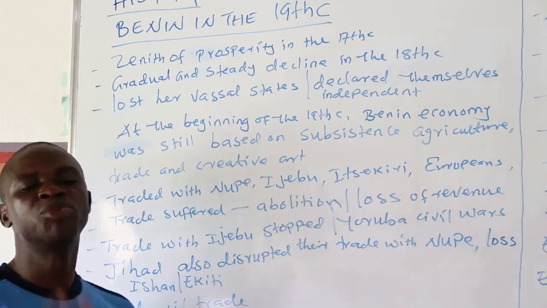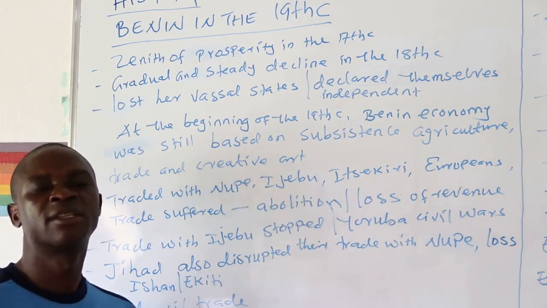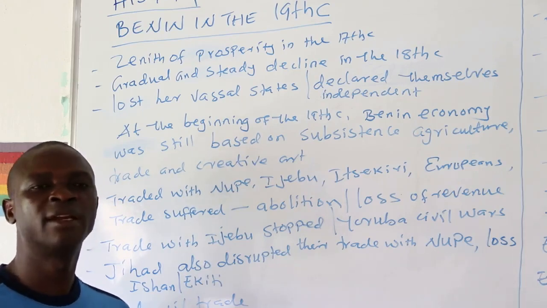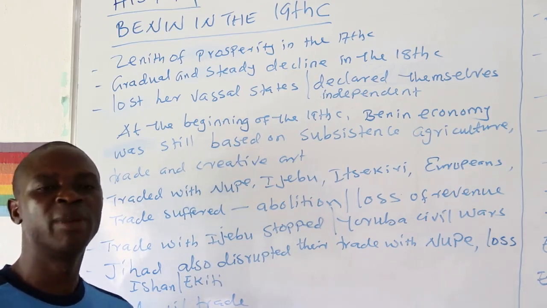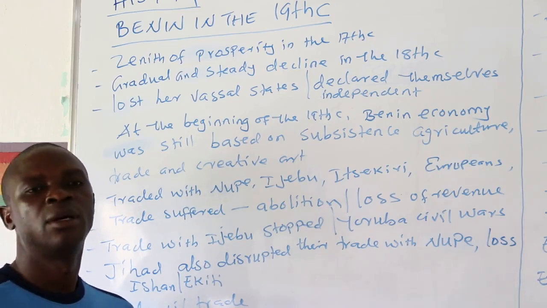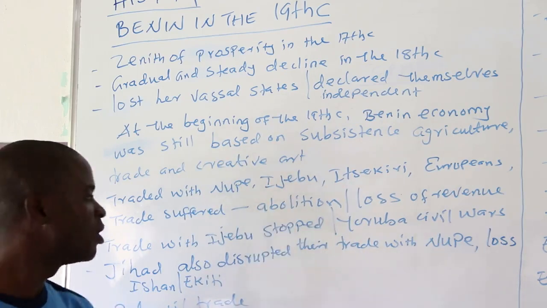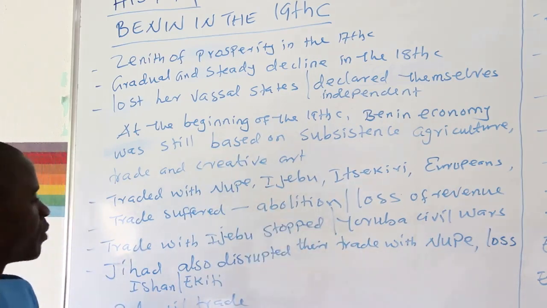Now, it is not possible for you to continue to trade during moments of war. Once there is war, there is no free movement. You cannot even go outside your domain because your safety is what matters most. So she lost her revenue. At the same time, the wars also disrupted her trade.